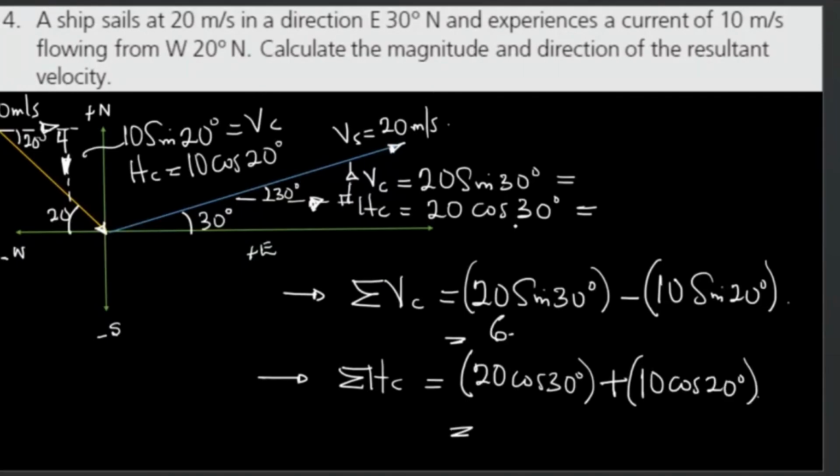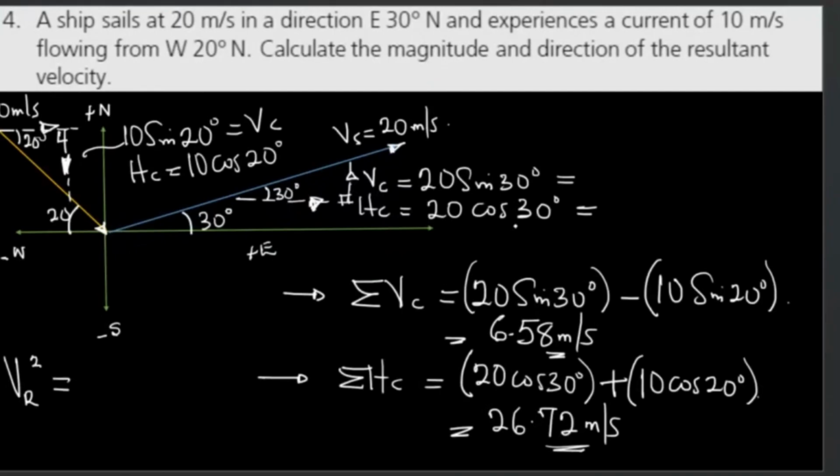I got 6.579, let's say 6.58 meters per second. Plus 10 cos 20, I got 26.717, 26.72 meters per second.